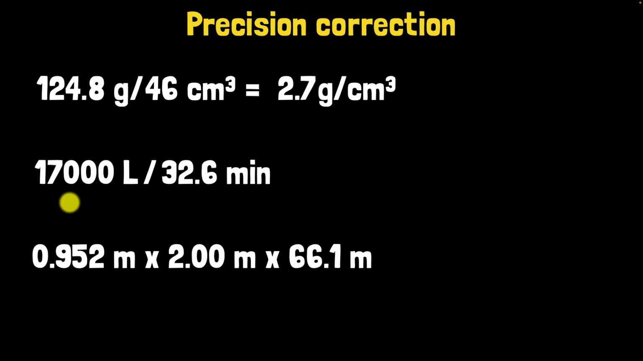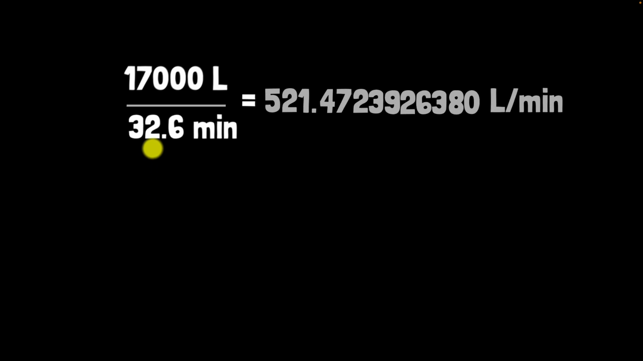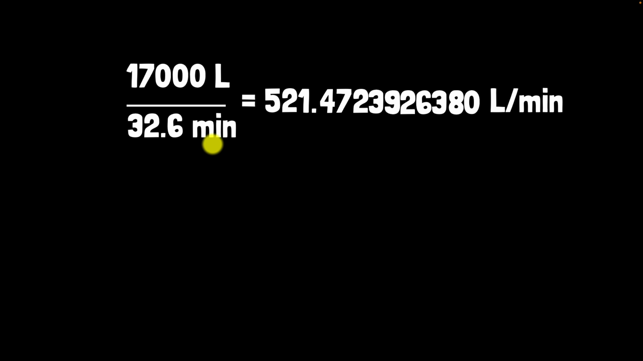Okay, try the next one. 17,000 liters divided by 32.6 minutes. And this is the number we get if you plug it into a calculator. Of course, the unit also becomes liters per minute. Okay, don't worry too much about the units for this video. It's all about precision correction.